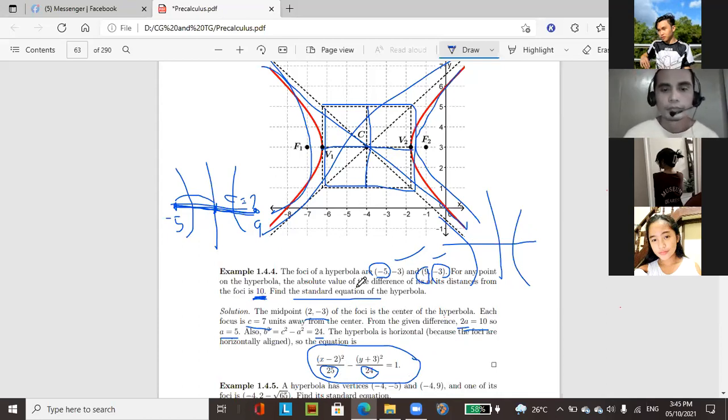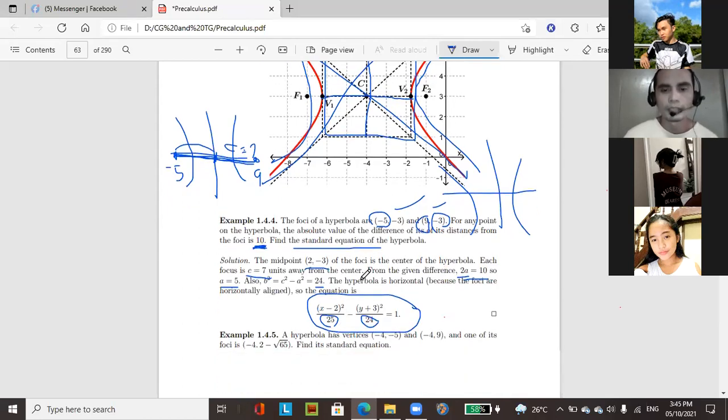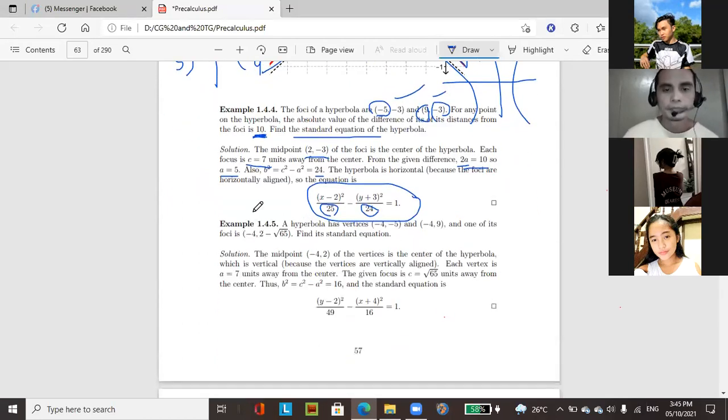None, sir. Okay. Last example. A hyperbola has these vertices, and one of its foci is at this point. Find its standard equation.